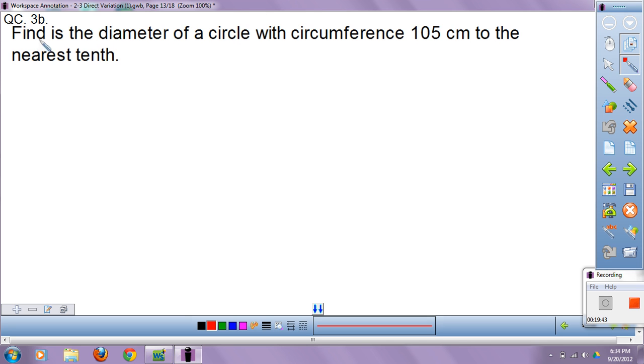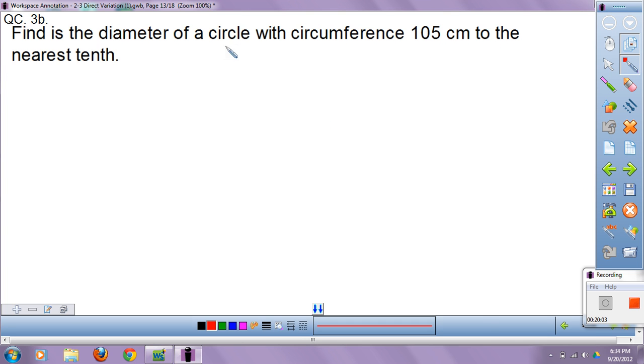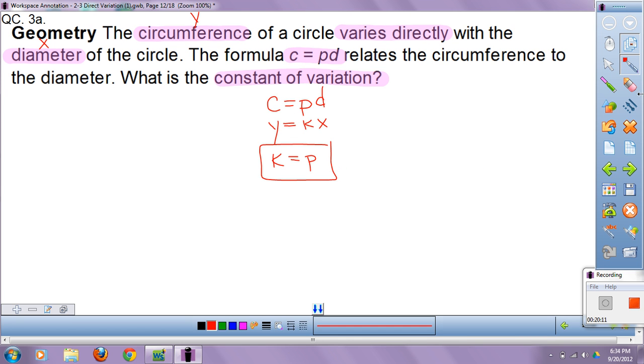On B, find the diameter of a circle with circumference 105 centimeters to the nearest tenth. Well, without knowing what this is, which means I forgot to write something down, we can't really do this one. You know what this p is. That's in your book. So you just substitute 105 for circumference. Circumference equals, oh, I'm being ridiculous. What is p? p stands for pi.